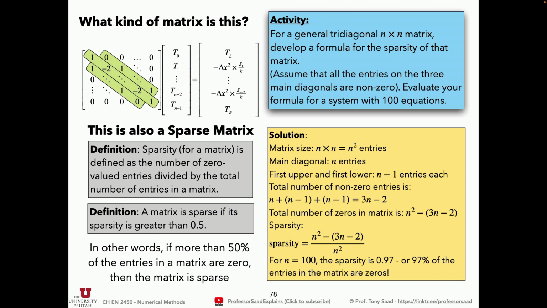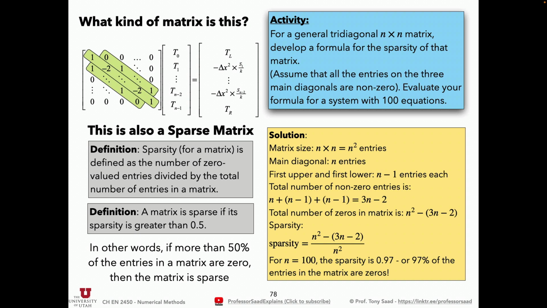Now for n equal 100, only 100 points. I have to stress that, because if you tell me you solved the heat transfer problem with 100 points, I'm going to giggle, because that's not even close to the precision I desire. Yet at only 100 points, your sparsity is 97%. So 97% of the entries in the matrix are 0. That has incredible implications on storage, which we'll talk about later.